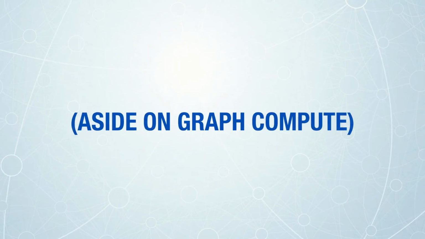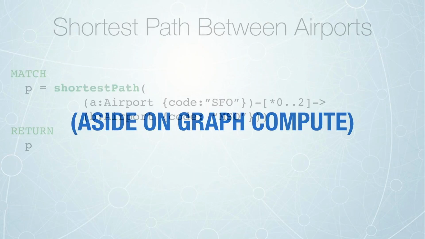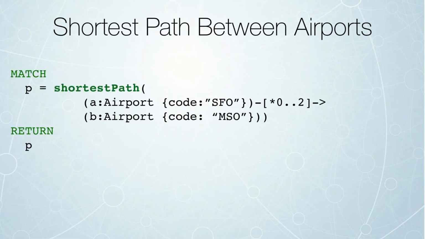So a quick side on graph compute. As I mentioned, Neo4j is optimized for OLTP. It's ACID compliant, it's a transactional data store, but it can be used for some graph computation functionality. So shortest paths between airports, this is a built-in function in Neo4j, allows you to quickly find, if you have two airport codes here, San Francisco and Missoula, find me the shortest path between those two airports up to 2 degrees.